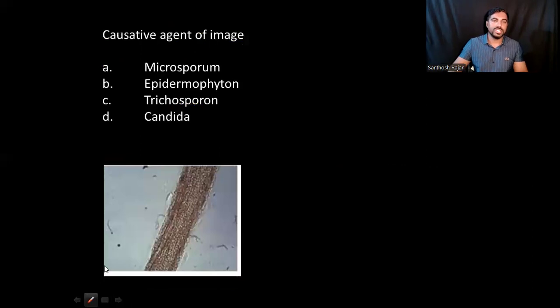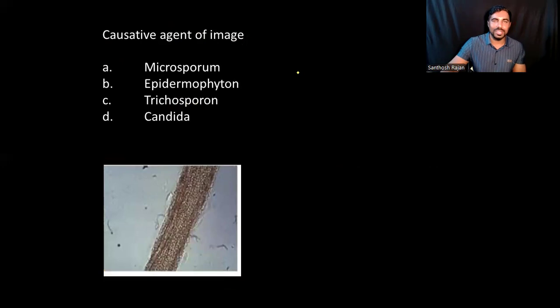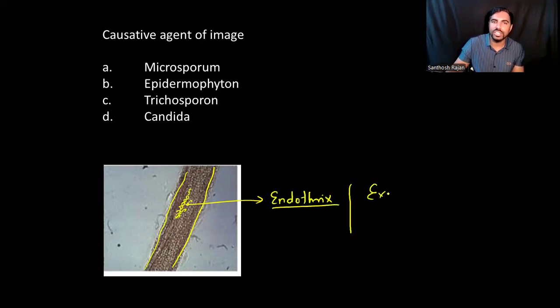Next, causative agent of this. This is another tricky question. After a long time, they asked about endothrix and ectothrix, with the image. If this was the image given, first of all, you can see this is a hair shaft. Mostly you see the conidia here, arthroconidia, and if the conidia are inside, it is endothrix. The other one is ectothrix; if it's outside the hair, it's called ectothrix.